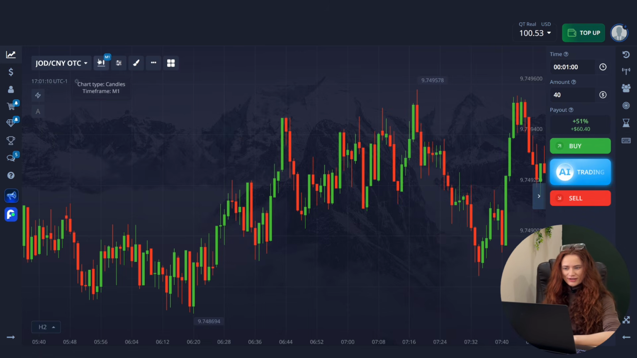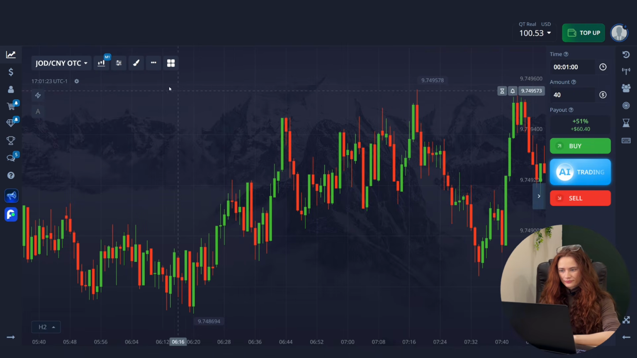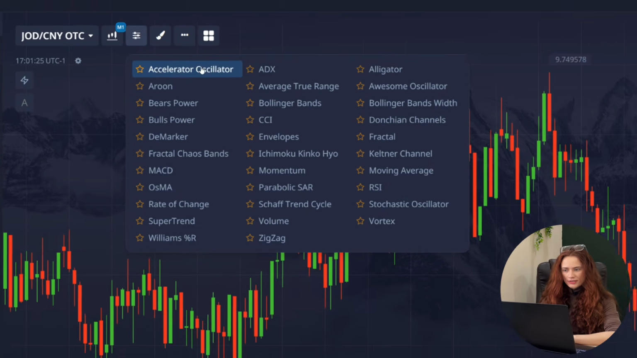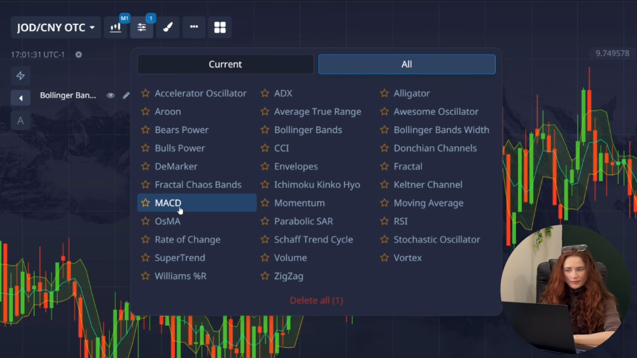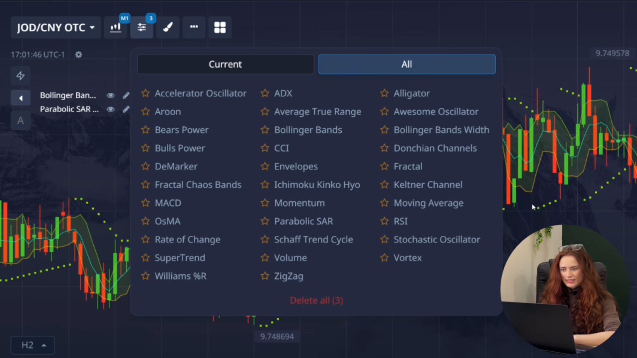So now let's set everything up together. Follow me. This will take about 2 minutes. The chart type: candles, time frame 1 minute. Open the indicator section and add 3 of them: Bollinger Bands, Parabolic SAR, and MACD.